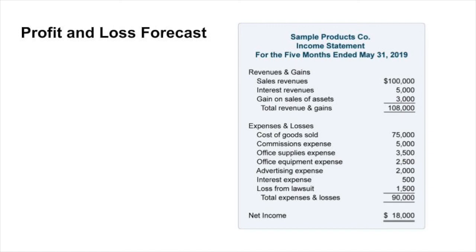Over that period of 5 months, you're looking at the revenues that come into the business, or gains. So there was 100,000 in sales revenue. There was 5,000 in interest revenue. There was a gain on the sale of assets.